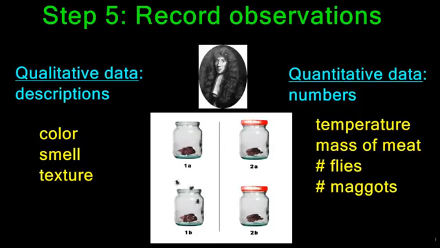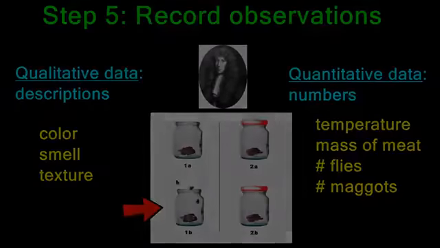In this case, the data that Redi was interested in was whether or not there were maggots in the meat at the end of the experiment. And what he happened to see in this case was that there were maggots only in the experimental group, not in the control group that had the cover on the jar. Aha! I knew spontaneous generation was not correct.